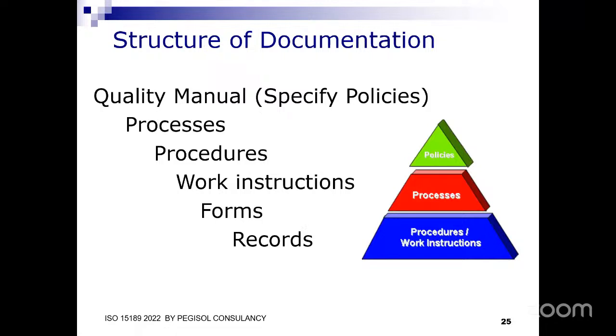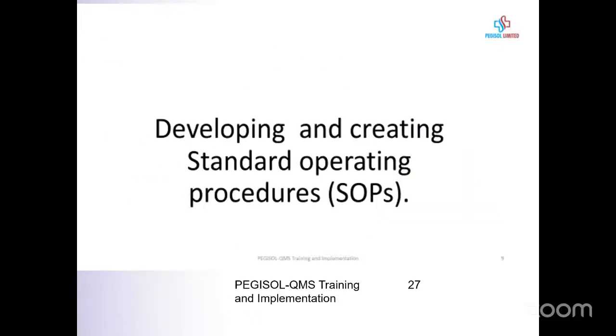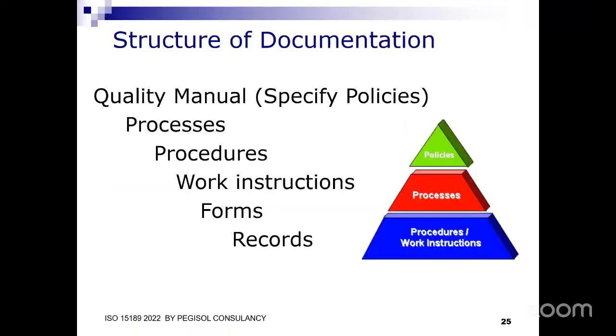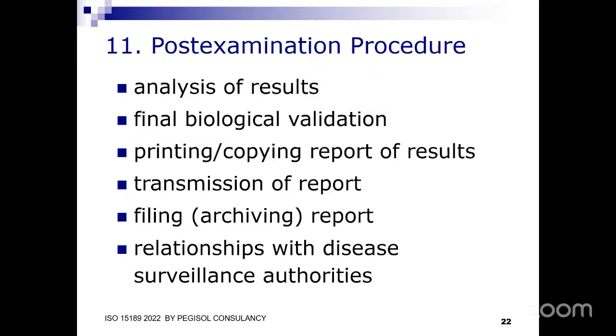Now, this is the structure of documents. We have the quality manual, processes, procedures, work instructions, forms, and records. These are the aspects and hierarchy of documents: policy, process, procedure, work instruction. This is the hierarchical structure of documentation. So, any question on the quality manual? Before we go to the next session, you can type your question or ask it.